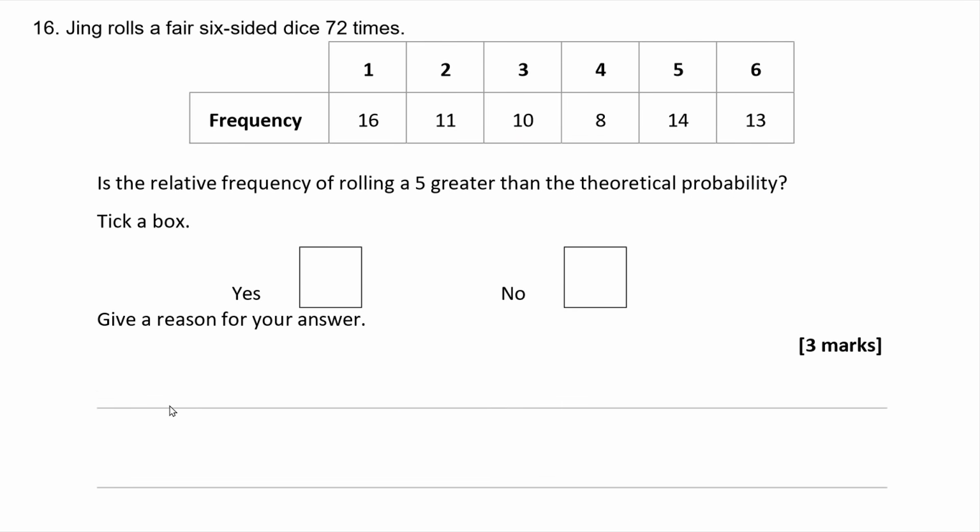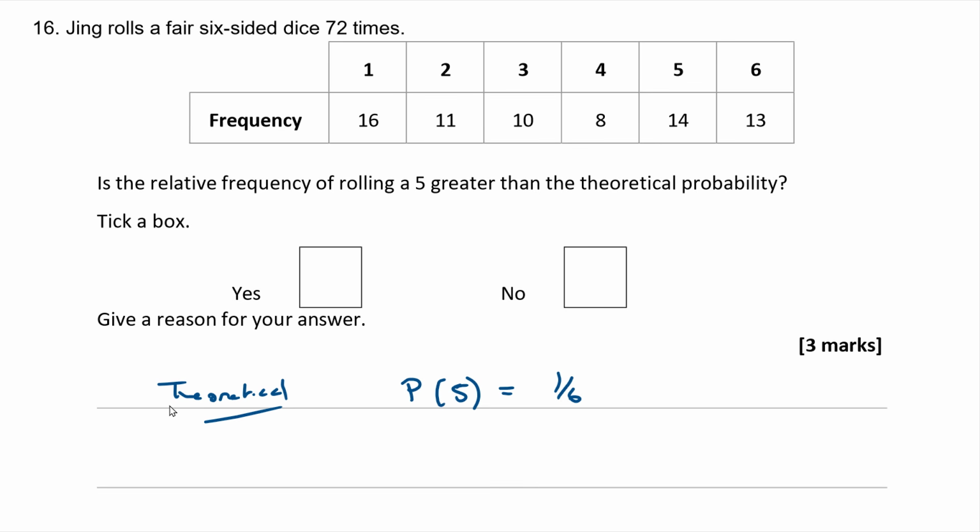Question 16. Jing rolls a fair six-sided die 72 times. Is the relative frequency of rolling a 5 greater than the theoretical probability? Tick a box. Yes or no. So it's a fair six-sided dice and we're rolling it 72 times. So from the theoretical, the probability of rolling a 5 is just going to be 1 over 6, isn't it? Because there's 6 sides on your dice, it's fair. Each one's going to come up the same amount of time, just 1/6.